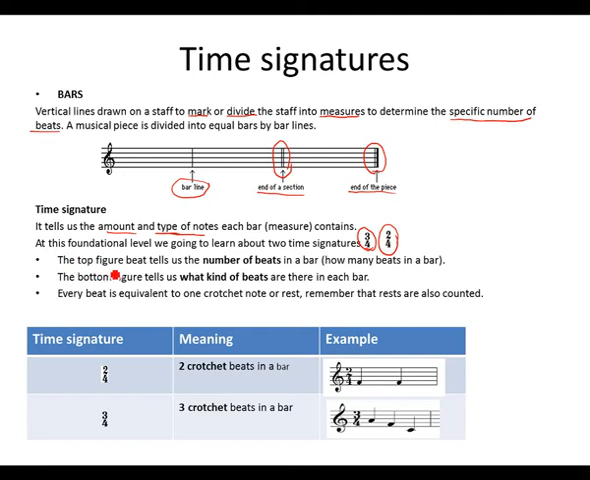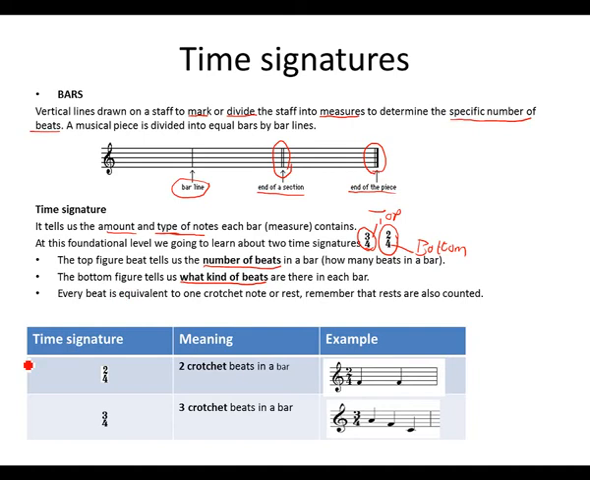The top figure represents the number of beats in a bar. How many beats are there in that particular bar? And the bottom one tells us what kind of beats are there in each bar.